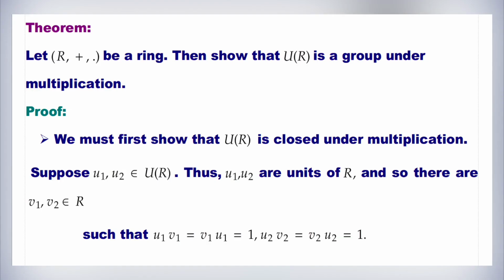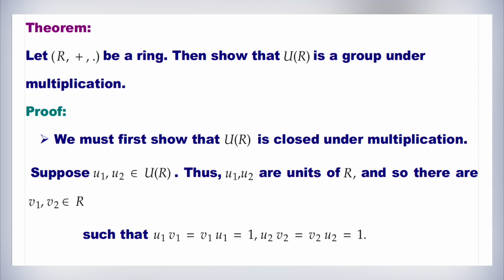So, let us verify whether the set of units U(R) with multiplication forms a group in the following theorem. The theorem statement is: let (R, +, ·) be a ring. Then show that U(R) is a group under multiplication. The proof of the theorem is, we must first show that U(R) is closed under multiplication.